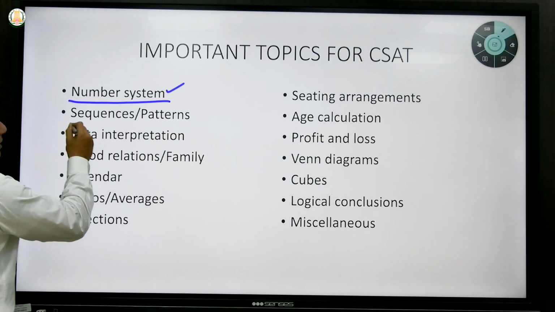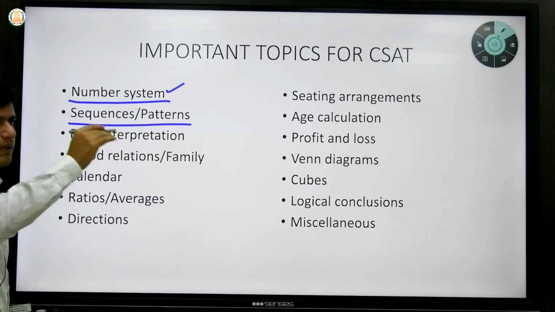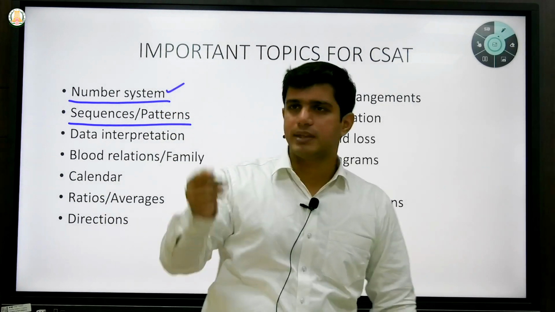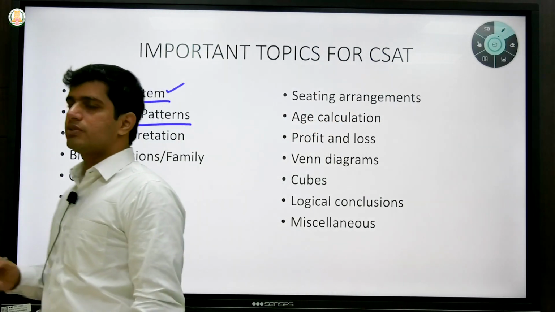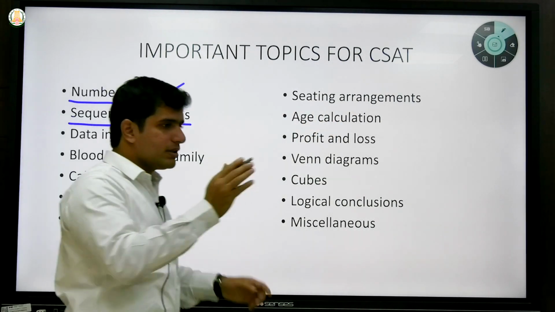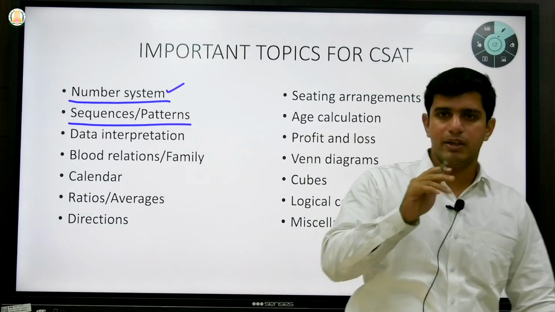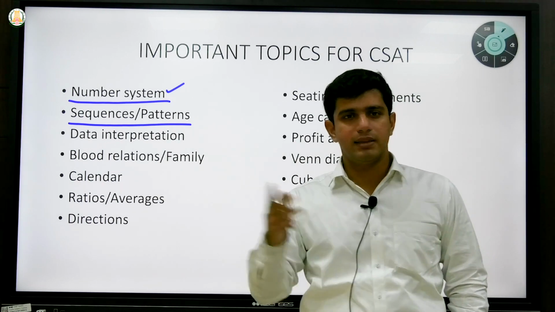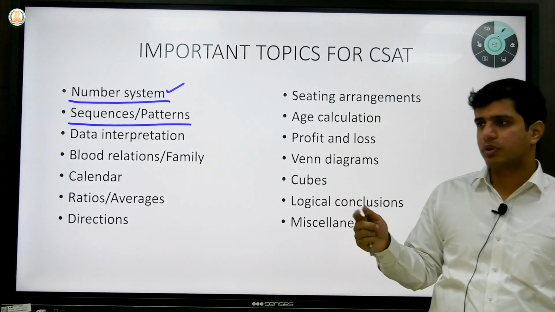Then you have also seen sequences and patterns. They give you, let's say, 5-6 numbers in a sequence, and they'll ask you the next number, or a missing number in the sequence. If it's simply given like 2, 4, 6, 8, 10, then that is simple, that is an arithmetic progression.